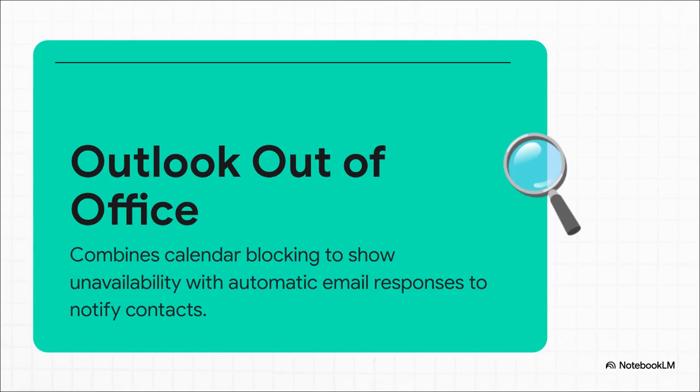So, at its heart, Outlook's out of office feature is kind of like a communication one-two punch. First, it drops a block on your calendar, which is a big visual cue to your teammates that you're not around. And second, it fires off those automatic email replies. So, you're managing expectations for anyone trying to get in touch.